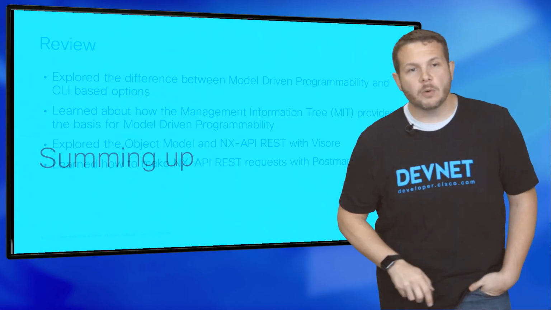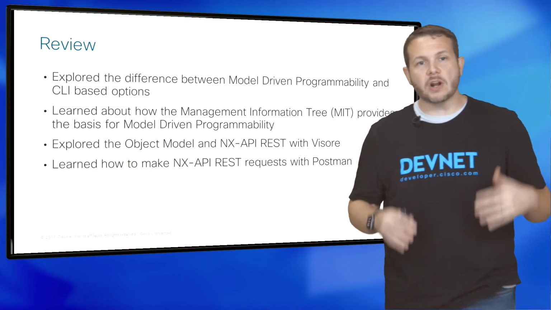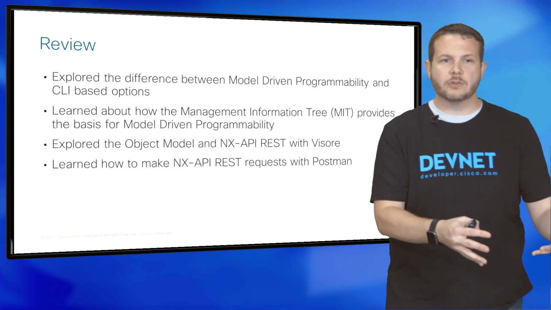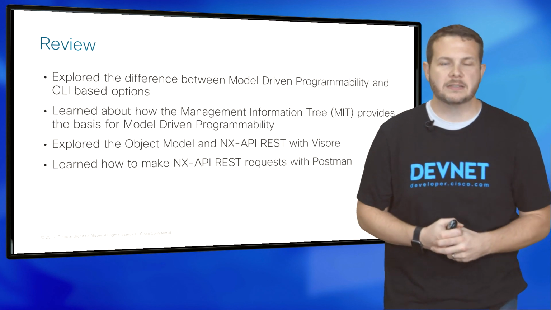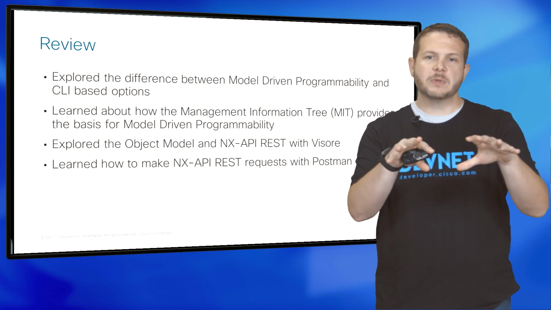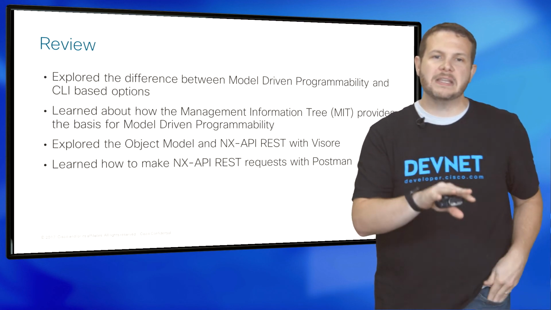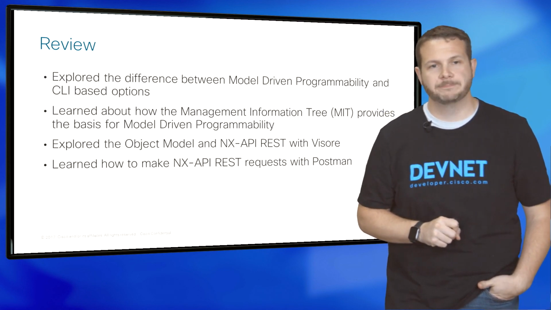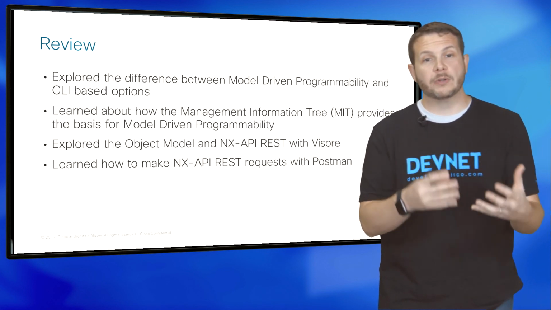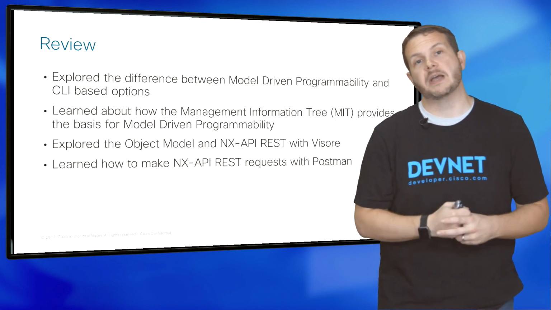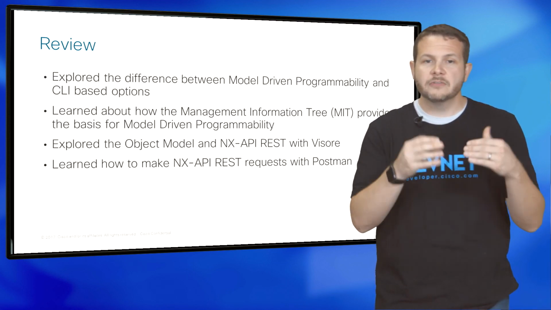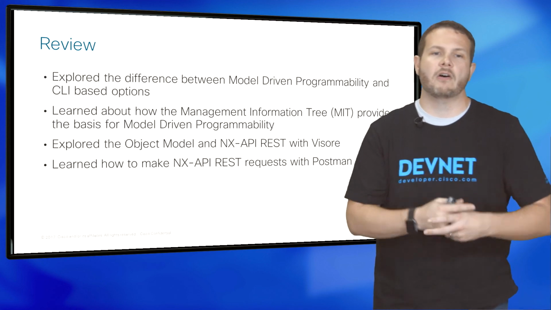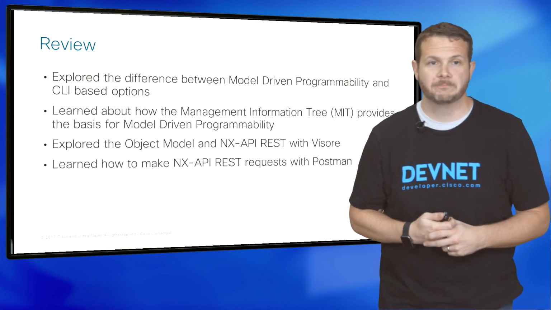So in summary, what did we take a look at in this one? Well, we started out by exploring the difference between model-driven programmability and CLI-based options. We looked at the management information tree and how it provides the basis for all of the model-driven programmability around NX-OS. We used Visore to explore the object model and look at the NX-API REST URIs, and then converted those into Postman calls that we can make using that tool.